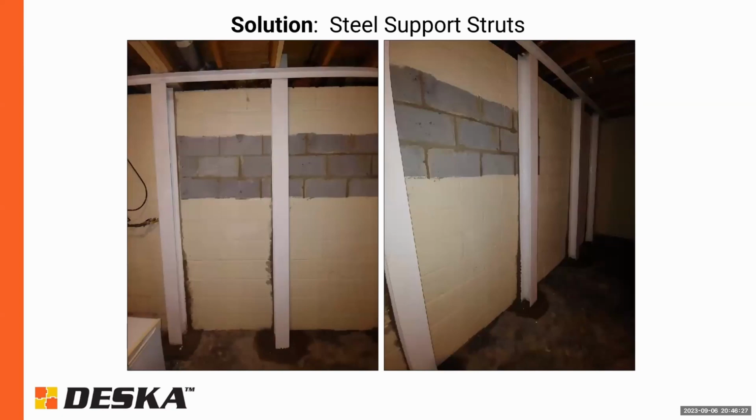Here's another type of solution. We call these steel struts or steel beams or power bracing. There's numerous different names for them. Whalers, some companies call them. These are essentially for walls that have sheared or have bowed in more than about an inch and a half or so. These are also a permanent solution.